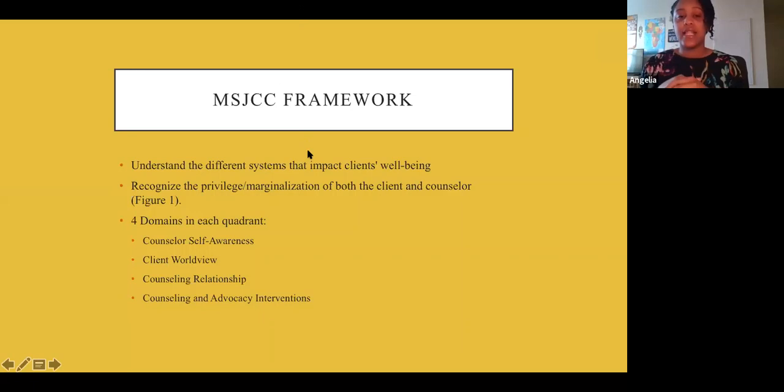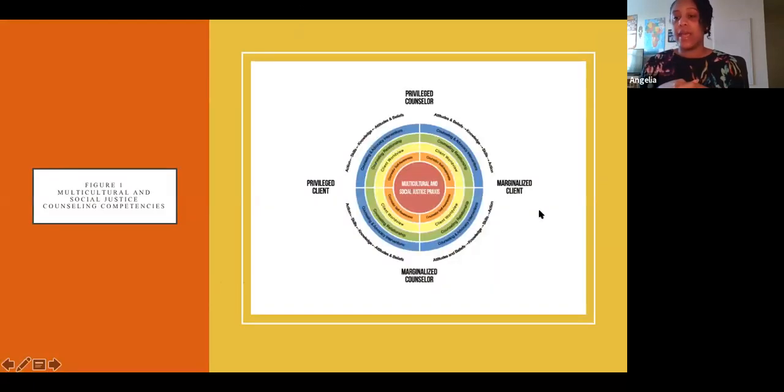And so on the next slide, there is a diagram that shows where the 2 identities or the statuses of the counselor and the client intersect.